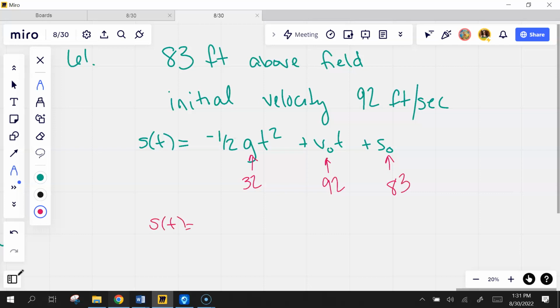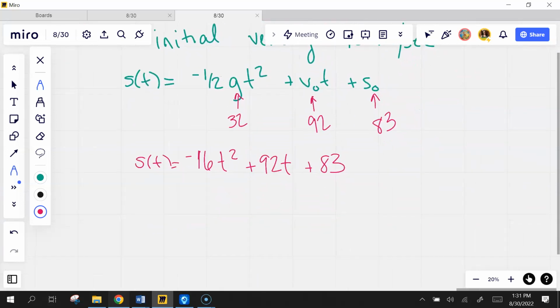So here's my equation. S of t equals negative 1/2 times 32, which is negative 16 t squared plus 92t plus 83. Yep, it's a quadratic. That's all it is. This is a quadratic that opens which way? Down. So if I want to find the maximum value, all I have to do is find the vertex.